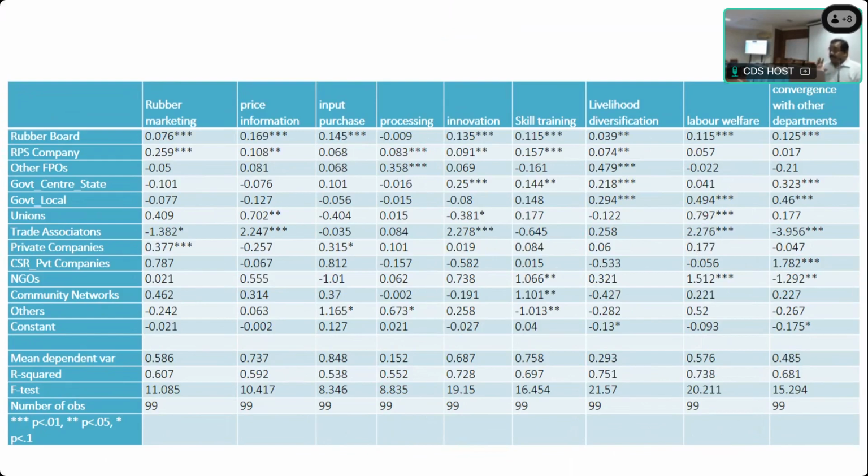But there are possibilities. If you look at livelihood diversification, the rubber board is there, the RPS company is there, but there are also other FPOs, state government, central government, and local government, all involved in providing information and livelihood diversification through the RPS. Similarly, for labor welfare, the rubber board is involved, the local government, unions, trade associations, NGOs, and so on. So there is a possibility of networks and interaction, but not much happens.